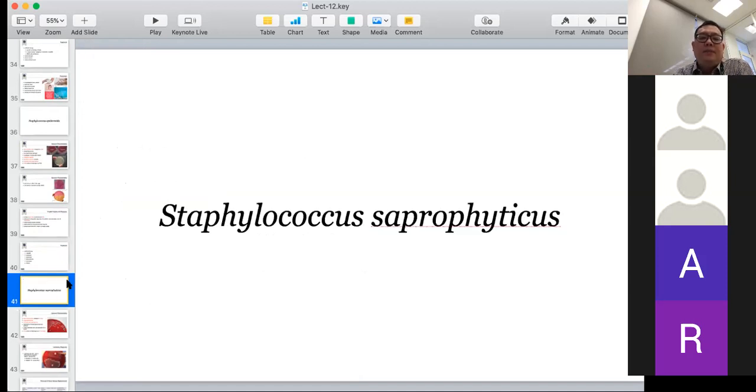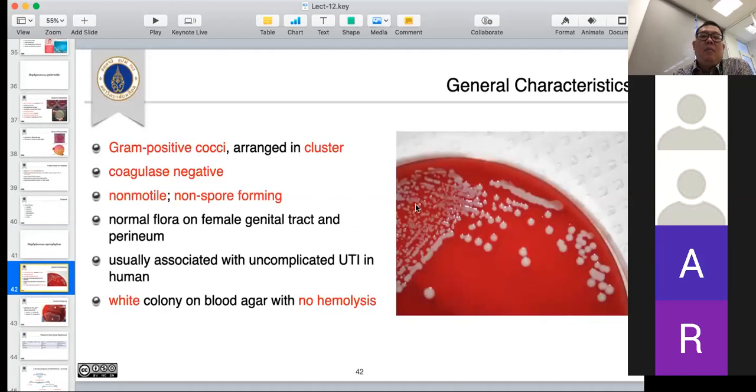Staphylococcus saprophyticus. Saprophyte means the junk, the waste, or rubbish. So this bacteria grows in waste substance. The colony is white on blood agar with no hemolysis. It is coagulase negative and normally causes urinary tract infection.